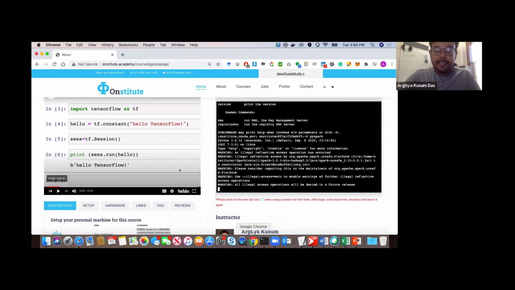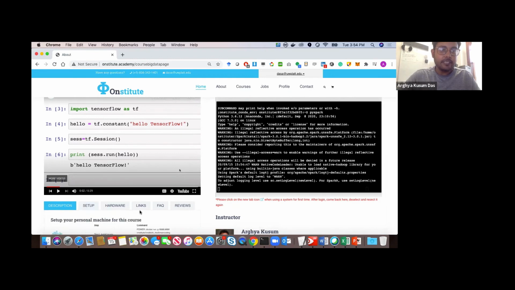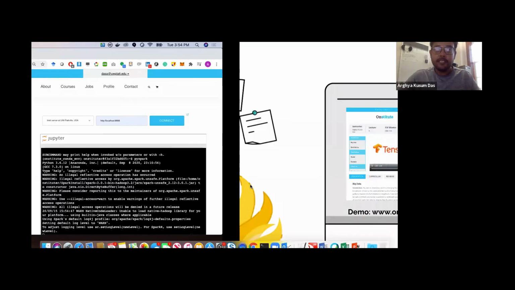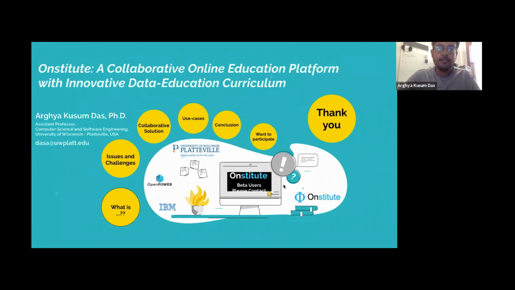So that is about the demo. And here actually you can find the hardware infrastructure, setup details, and all other links and everything. And so now let me go back to the presentation once again. So here actually, this is what Onstitute is.